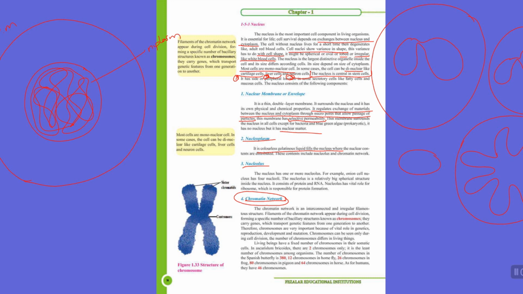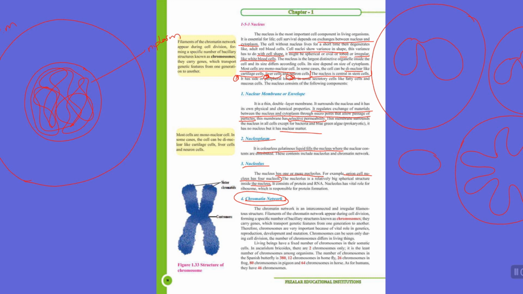The nucleus has one or more nucleolus. For example, onion cell nucleus has 4 nucleoli. The nucleolus is a relatively big spherical structure inside the nucleus. Nucleus inside the cell, nucleolus inside the nucleus. This information, onion has 4 nucleoli. Chapter questions, my friend. Nucleolus, relatively big spherical structure in the nucleus. It consists of protein and RNA.